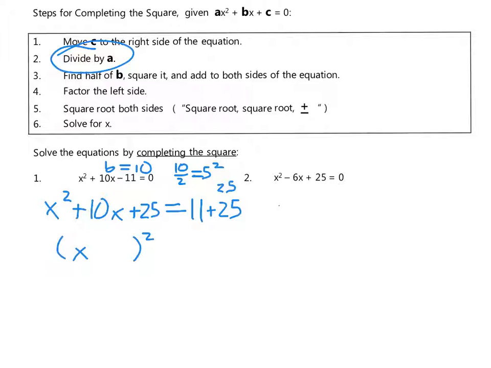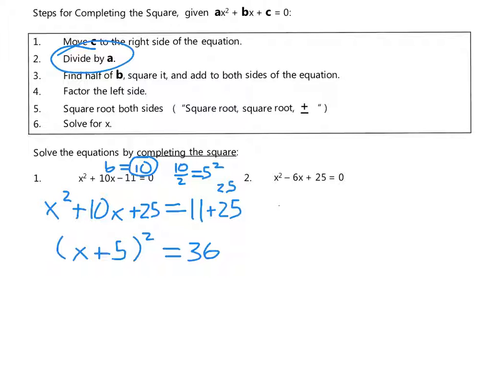You need to figure out what goes in the right side of the parentheses. 11 plus 25 is 36. So if you think back, you started with b, you divided it by 2, and you got 5. The value before you squared it was 5. So whatever that value is will go here. That might be positive, that might be negative.